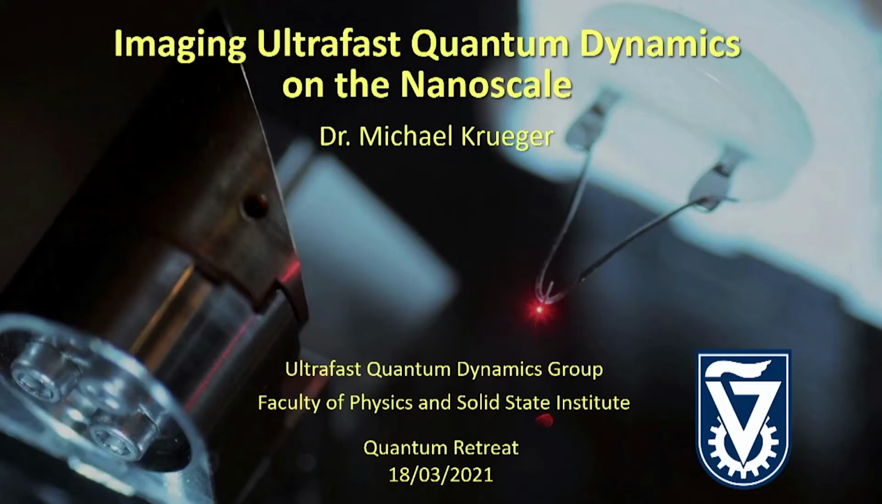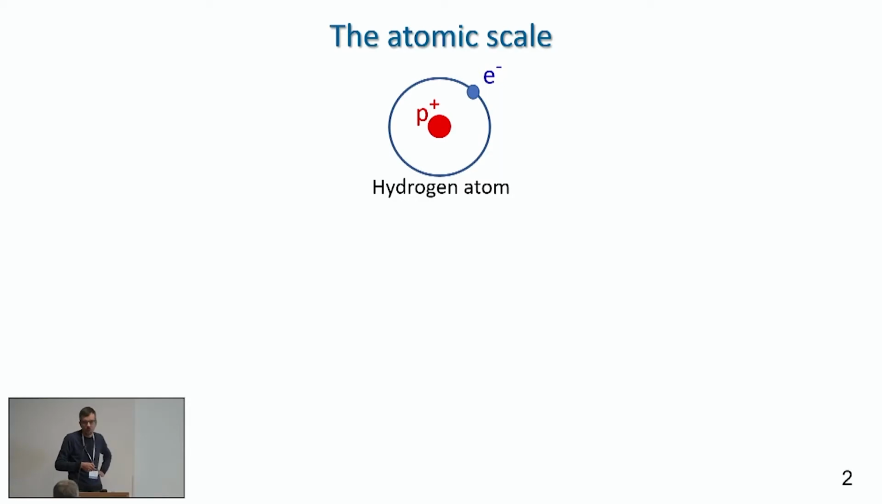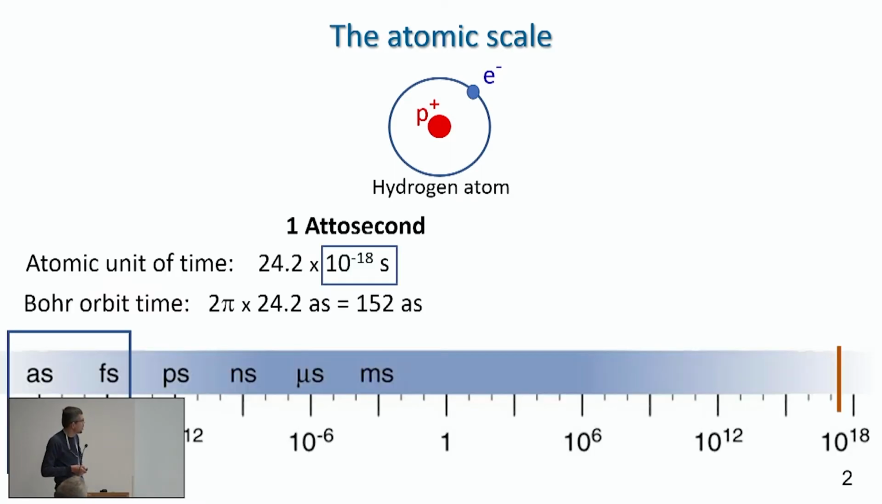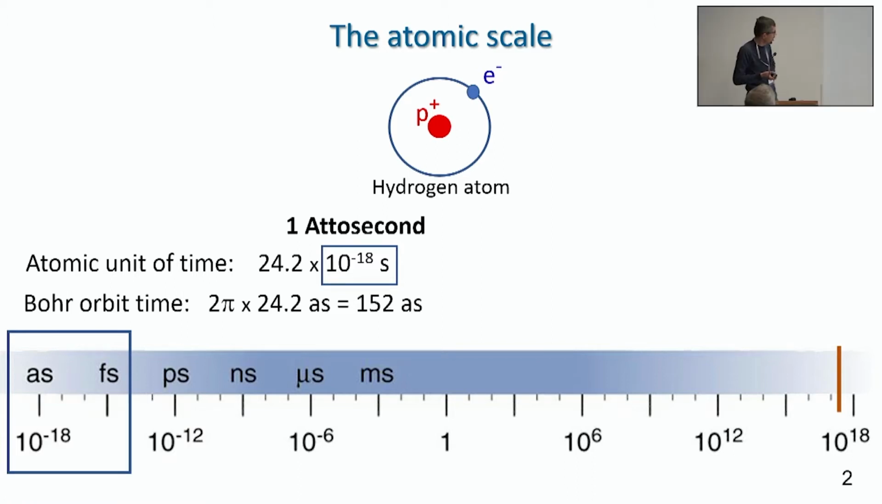So let me start and explain what I mean by ultrafast. If you think about the Bohr model of the hydrogen atom, which we know is wrong, the timescales that we associate with it can be described by atomic Hartree units. The atomic unit of time is 24 times 10 to the minus 18 seconds. And 2 pi times this time is the Bohr orbit time. It's the time that in the wrong Bohr model the electron takes to perform its orbit. And 10 to the minus 18 seconds is 1 attosecond.